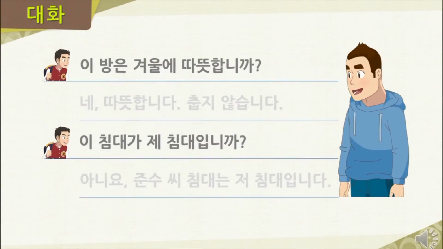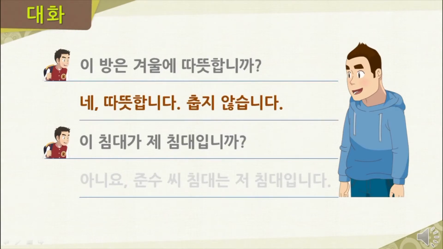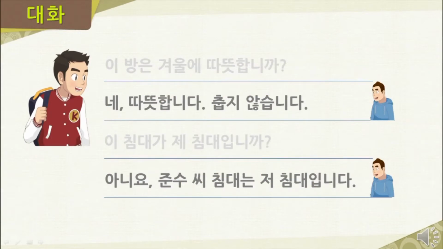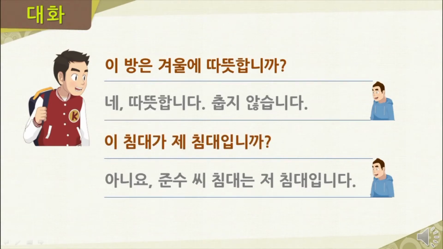Now let's go through this dialogue once more. This time, you play the role of 준수's roommate. 이 방은 겨울에 따뜻합니까? 이 침대가 제 침대입니까? Now let's go through the dialogue once more. This time, you play the role of 준수. 네, 따뜻합니다. 춥지 않습니다. 아니요, 준수 씨 침대는 저 침대입니다.